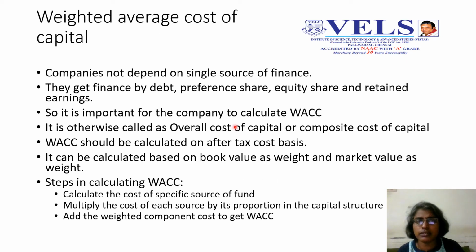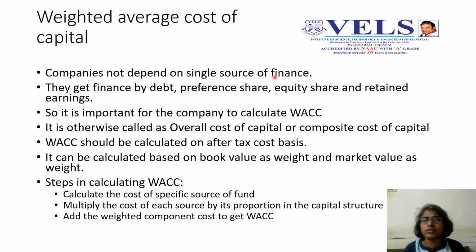The next thing, a very important one, is the weighted average cost of capital. It has different names: weighted average cost of capital, overall cost of capital, or composite cost of capital. Actually, companies do not depend on a single source of finance. We cannot say that companies depend only on equity or only on debt. They depend on a combination of different sources of finance. They can go for preference shares, and they can go for retained earnings.